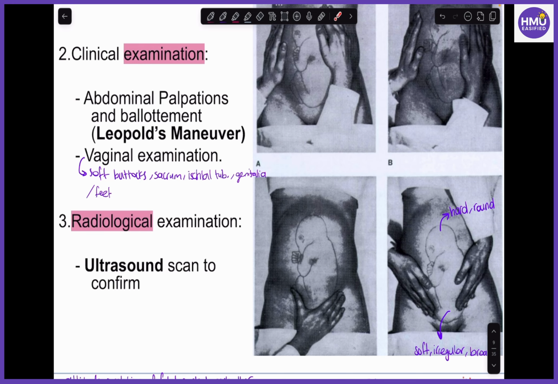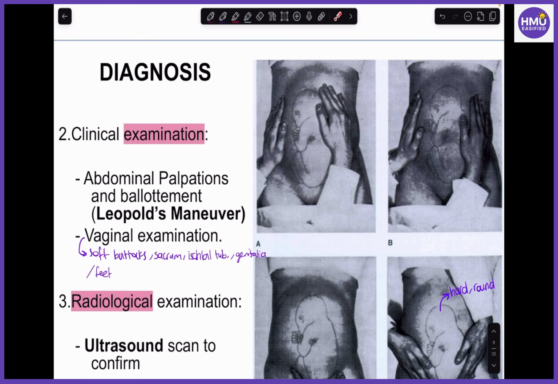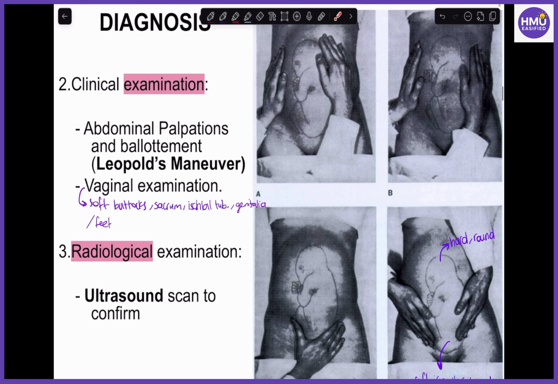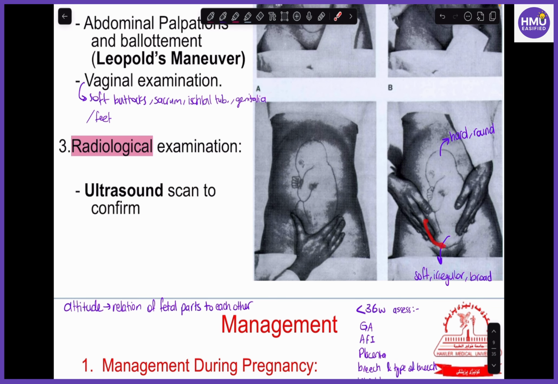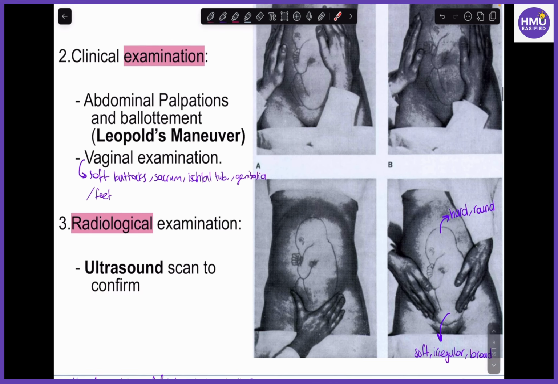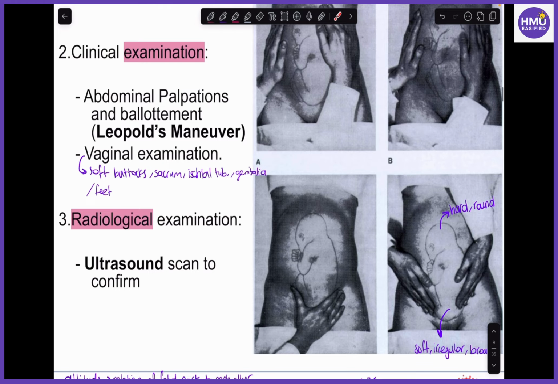And clinical examination. On examination with Leopold maneuvers, at the fundus we will feel something hard and round, so it presents the head of the fetus. In the pelvic grip, we will feel that it's soft, irregular, and broad. In vaginal examination, we will feel the soft buttocks, sacrum, ischial tuberosity, and genitalia or feet.